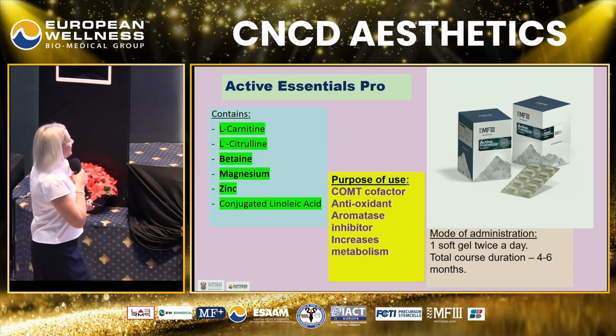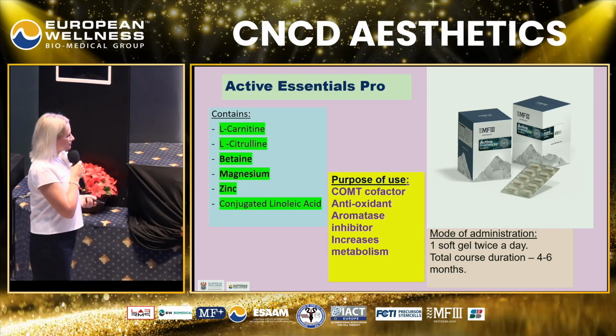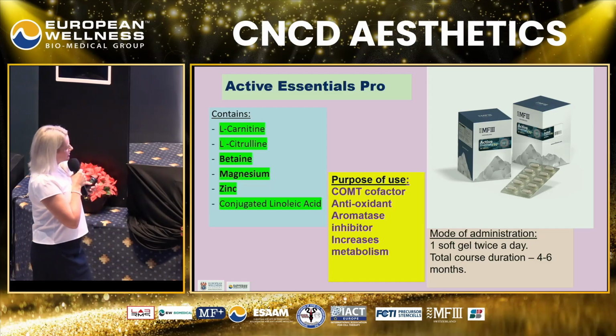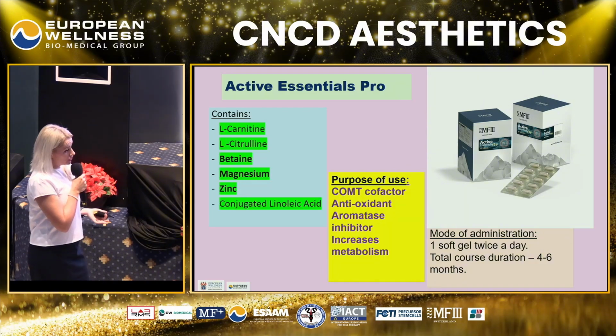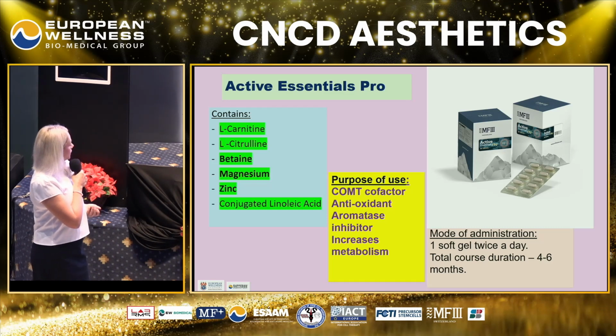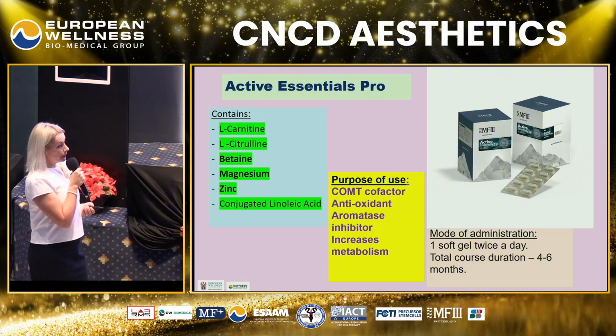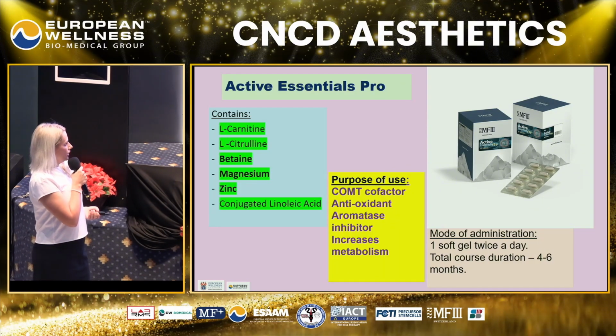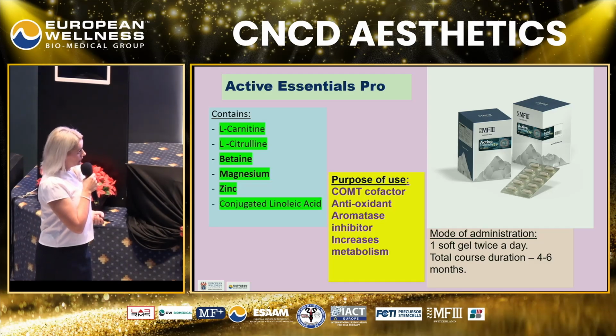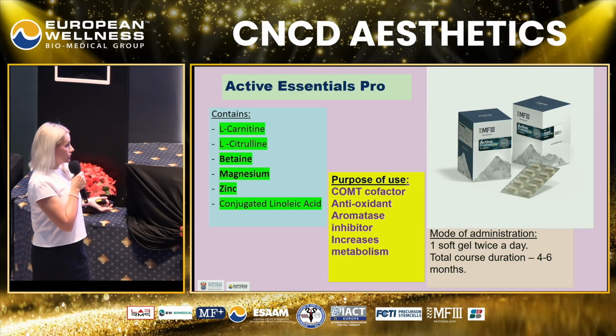Active Essentials Pro, another proud product of our own. Apart from its good effect in increasing energy, because it contains L-carnitine, it also contains betaine as an antioxidant, magnesium, zinc, and conjugated linoleic acid. So it works perfectly on steroid metabolism, in both male and female. We like this product to treat infertility, for example, to improve steroidogenesis, but at the same time it can be administered to patients with imbalanced estrogen metabolism. One soft gel twice a day for 4-6 months.